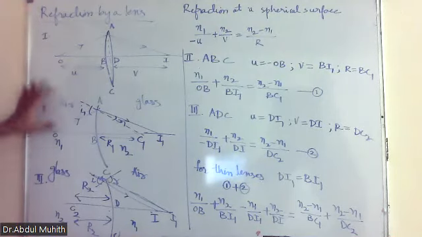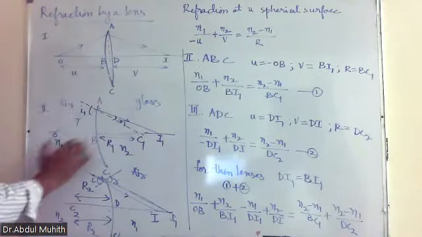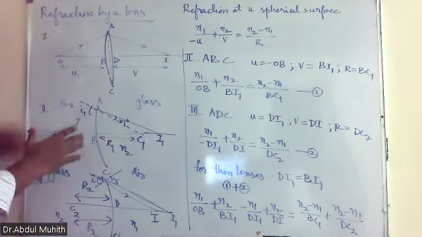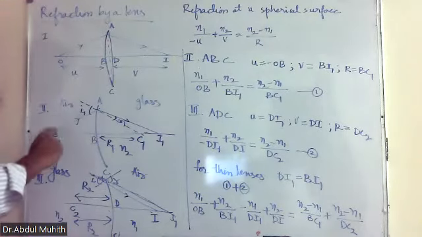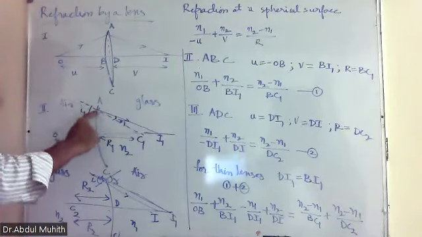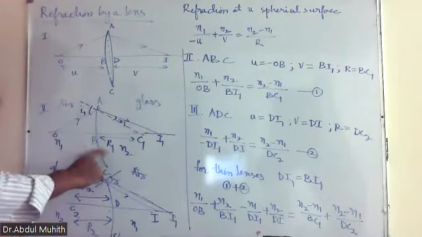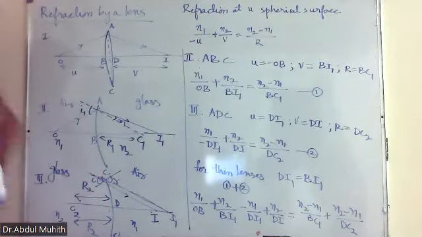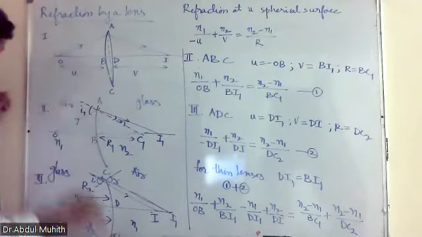Now in the second diagram, this part is air and this part is glass, like what we studied in the previous derivation, refraction at a spherical surface. This is the object, this is the normal and this is the refracted ray. The image is formed here at I1. R1 is the radius of curvature. Next is glass to air, the second curved surface.